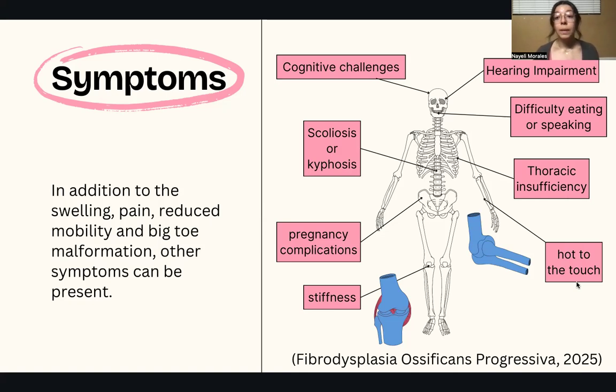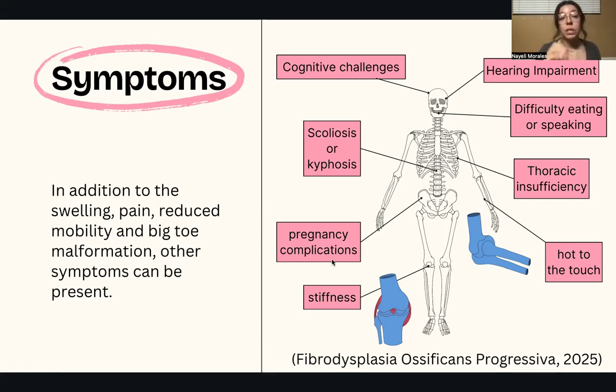Another one would be hot to the touch. So they won't necessarily feel hot flashes, but if you touch them, they'll feel really, really warm. Another one is cognitive challenges as the disease progresses. Scoliosis, as I remember, is a curvature of the spine. Kyphosis is like a hunchback, right? Or a curvature in the upper back.